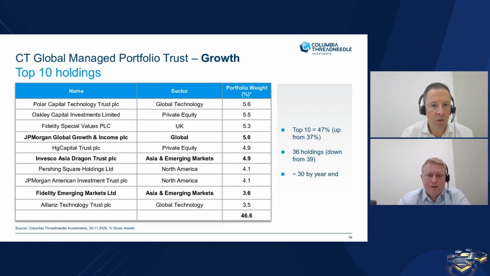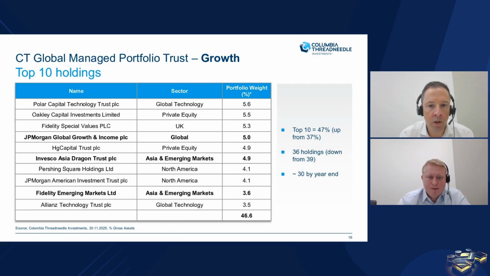So just turning to the top 10 of the growth portfolio, the names in bold are new additions: JP Morgan Global Growth and Income, Invesco Asia Dragon, which Adam's already spoken about, and Fidelity Emerging Markets. They were all new additions over the last 7 months. When we spoke to you, I think the last webinar we did was in July, we were talking much more about our vision for the future. We said that the top 10 of the portfolios will likely represent a larger proportion of the trust, and that has been the direction of travel.